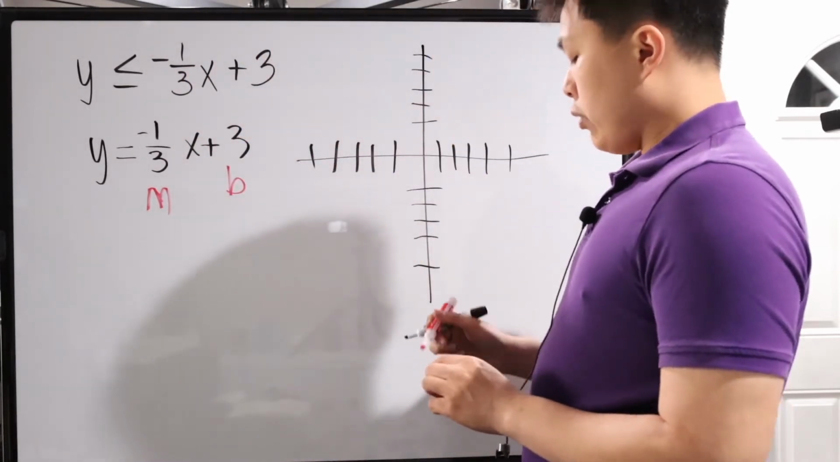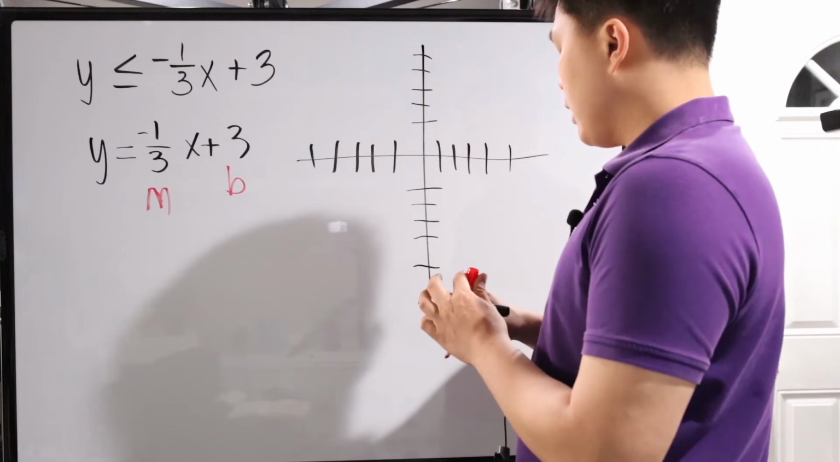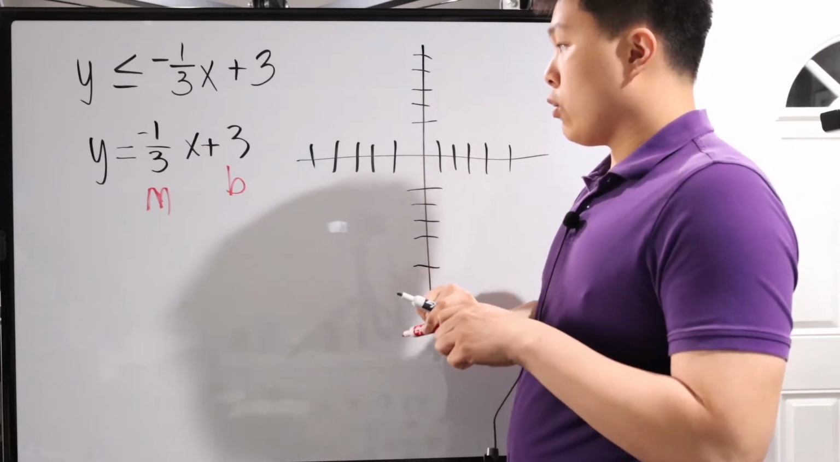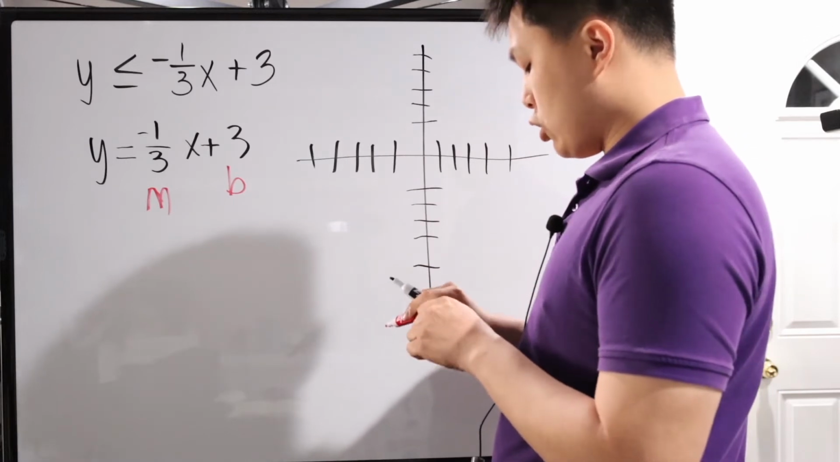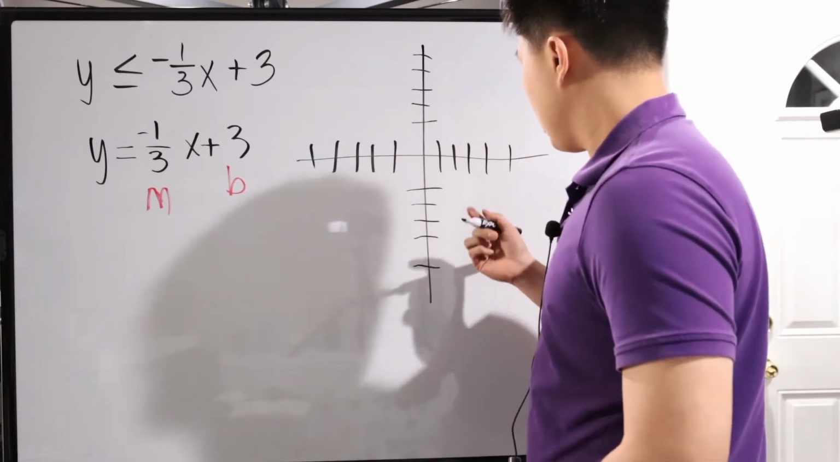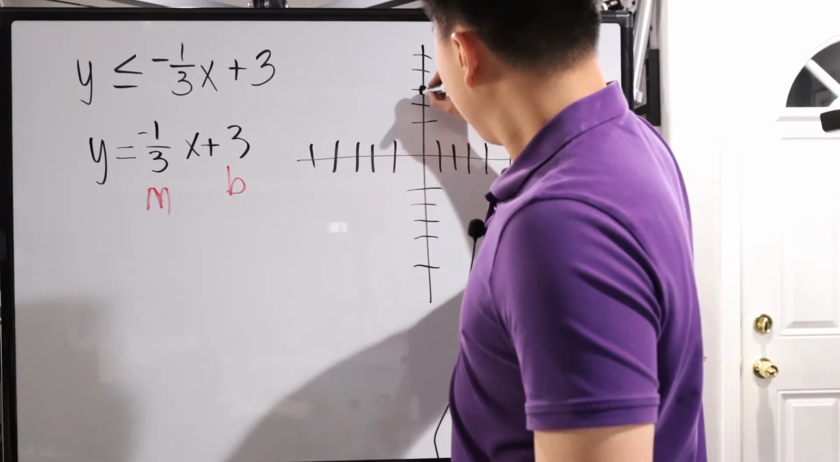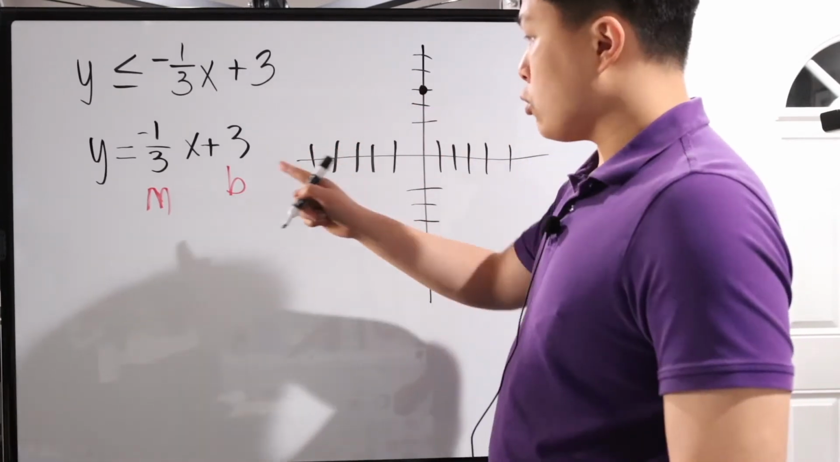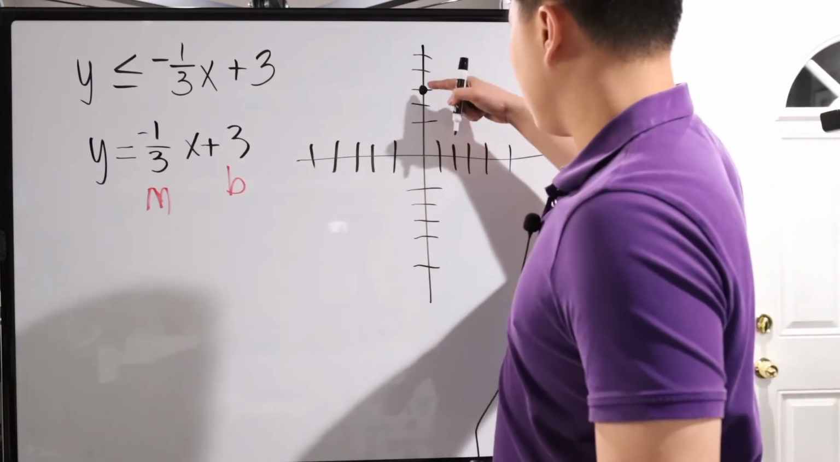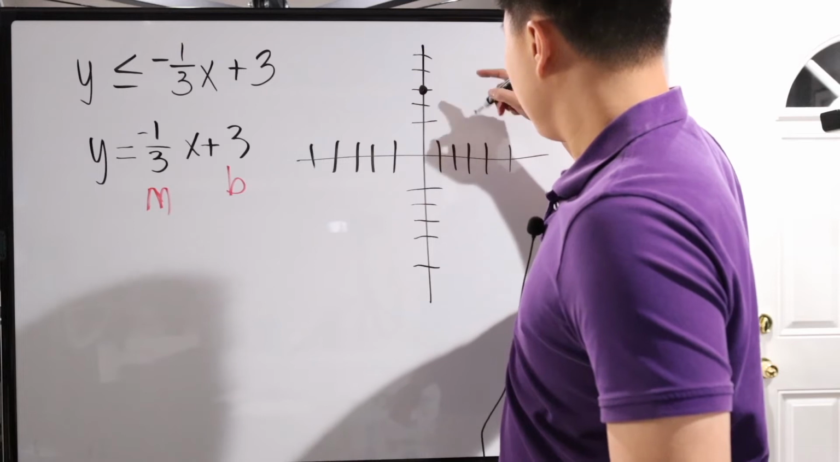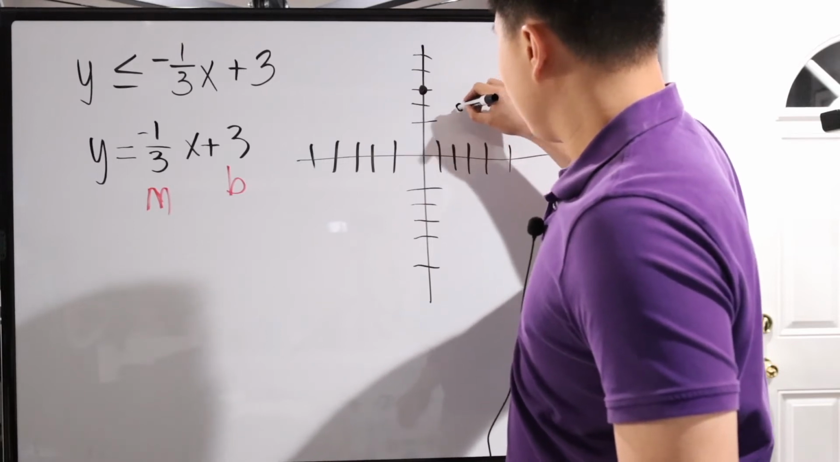In this case, our slope is negative 1 over 3, whereas our intercept is just 3. So let's start off with 3 right here: 1, 2, 3. And then rather than going up and across, we're actually going to go down and across. So it's going to be down 1 and then over 3. Down 1, then 1, 2, 3 over is right here.